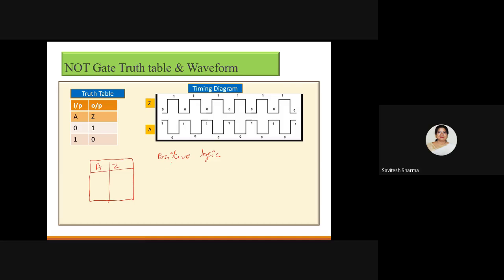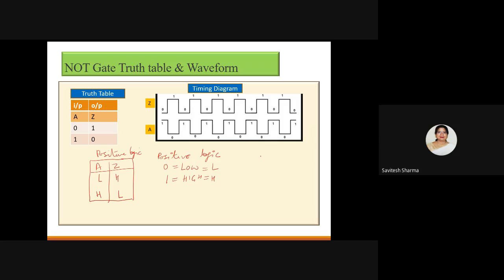Suppose I told you that 0 in positive logic means low and 1 means high. I am writing L in short for low and H for high. So in terms of low and high, here 0 means L, here 1 means H, here 1 means H, 0 means L. This is my positive logic truth table of the NOT gate.